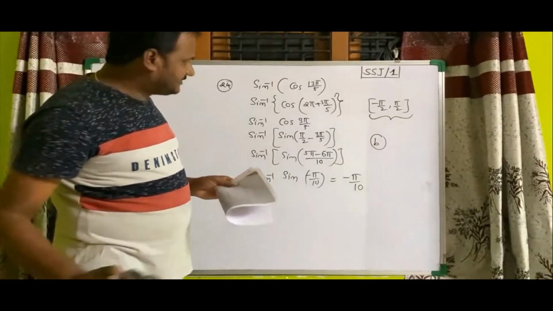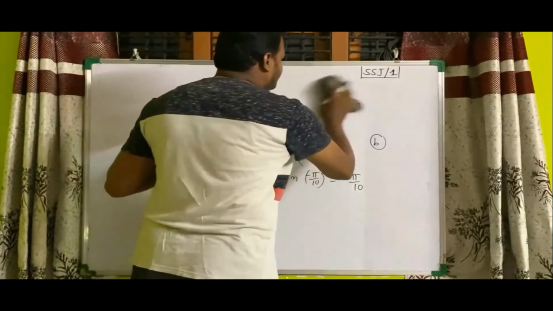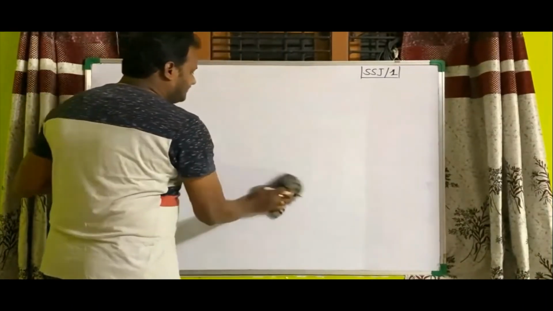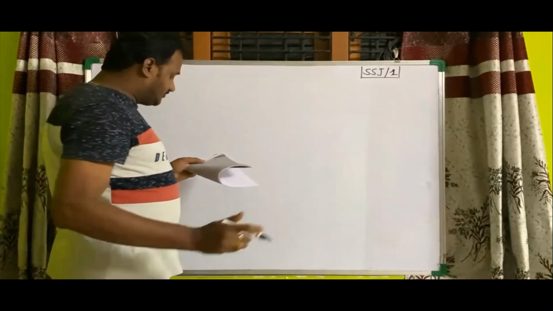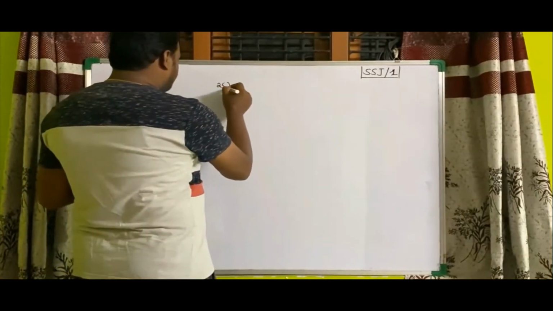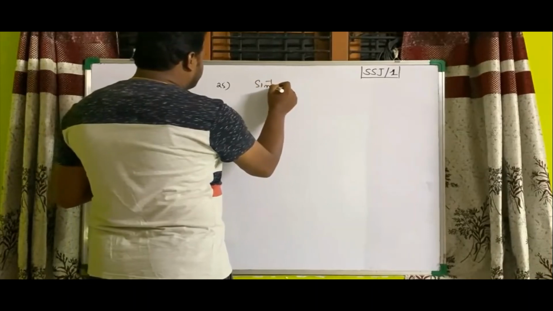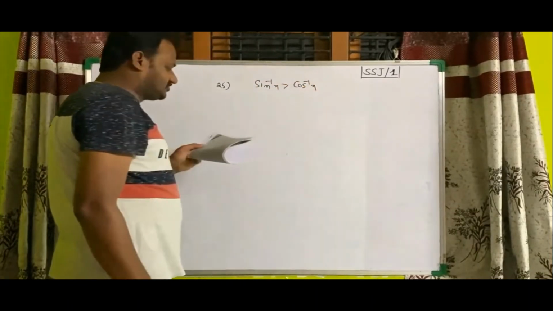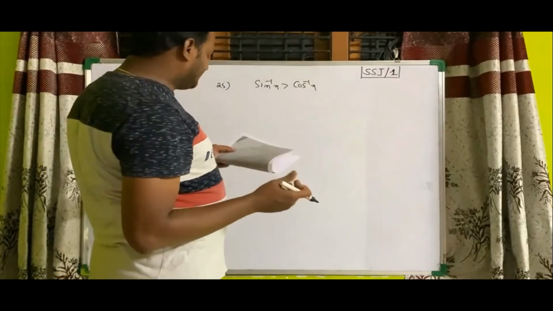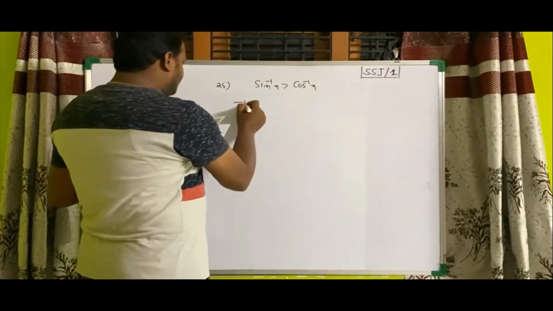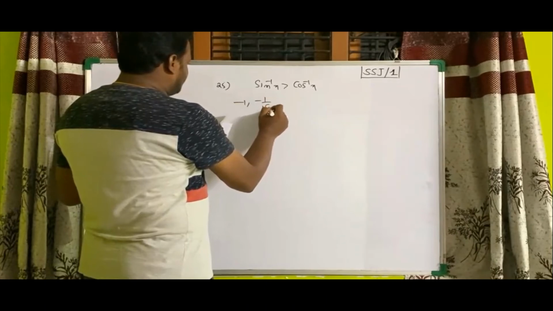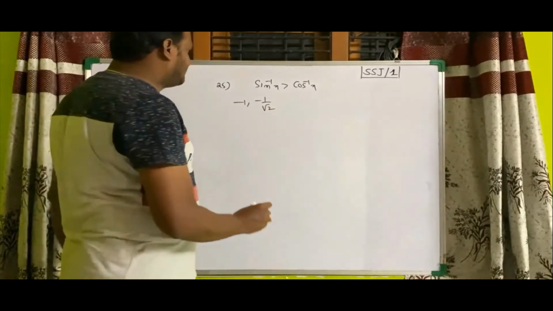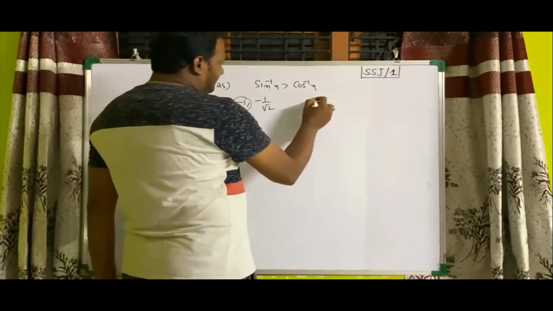So this 25th problem here is, if the value of sine inverse x is more than cos inverse x, then x should lie in the interval. See, some intervals are given here. First interval is minus 1 to minus 1 by root 2. Let me check with this. First let me substitute minus 1.